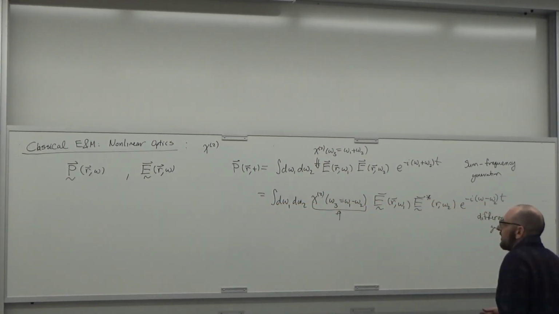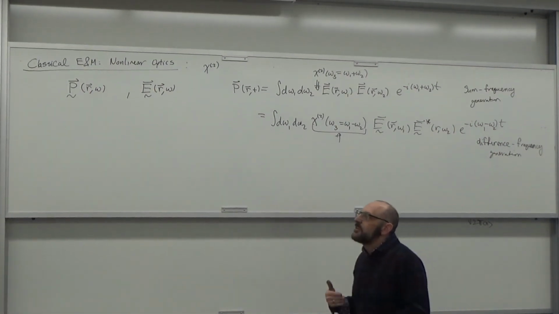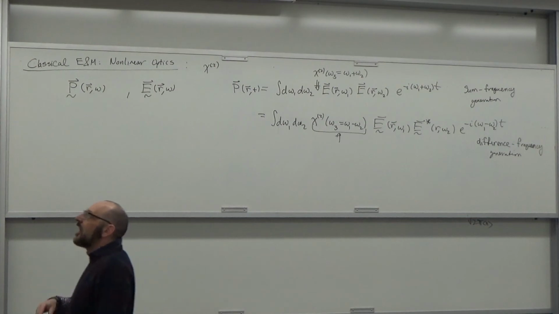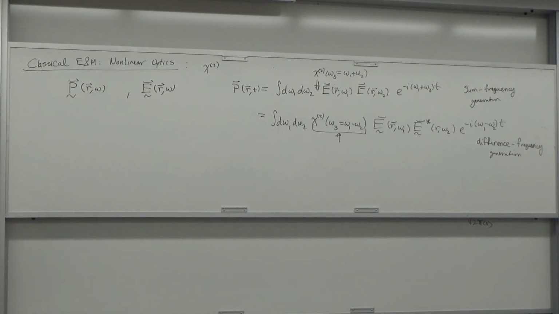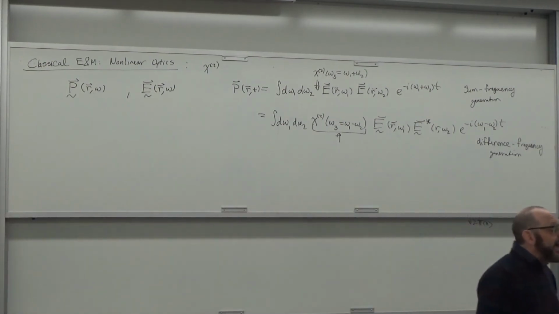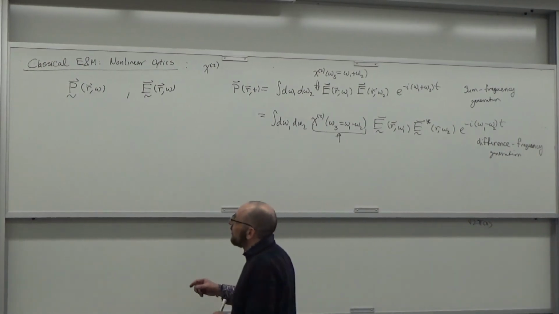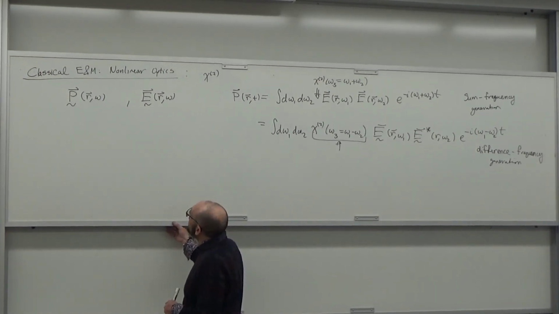So let's talk a little bit about how we would describe this kind of nonlinear optical process from the point of view of Maxwell's equations. And then we're going to turn our attention next week to the quantum description and how this allows us to create non-classical light, and squeezing in particular. So, how would we describe this?